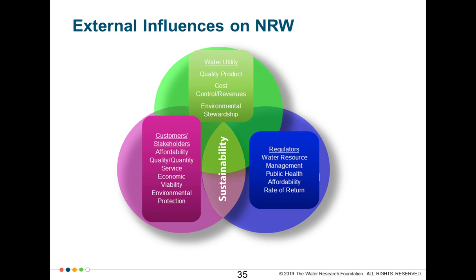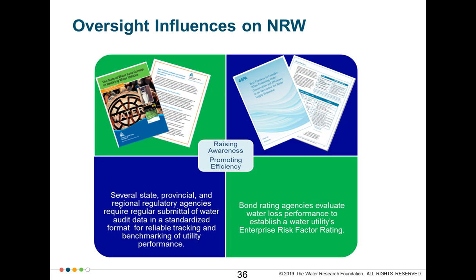Here we take a closer look at some external influences associated with utility, stakeholder, and regulatory perspectives that will be reflected in the water loss control plan, directly or indirectly. Addressing these influences effectively will further the utility's sustainability objectives. For example, customers are becoming more knowledgeable about the impacts of utility operations on their water bill and look to the utility to show that its actions are keeping rates affordable and that water supplies will be sustainable.